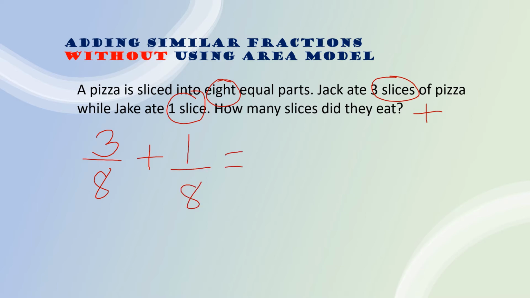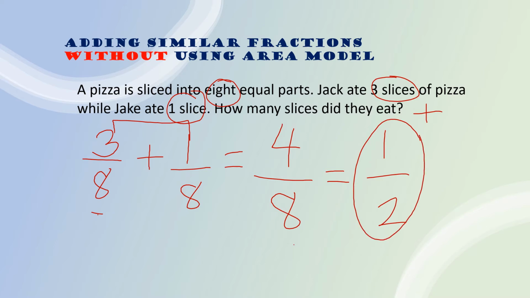So we can just follow 3 simple steps. First is to add the numerators. 3 plus 1 is 4. Then copy the denominator, which is 8. Then simplify. And we know that 4/8 when simplified is 1/2. And we will get the same answer. So again, add the numerators, copy the denominator, then simplify or express it in its lowest term.